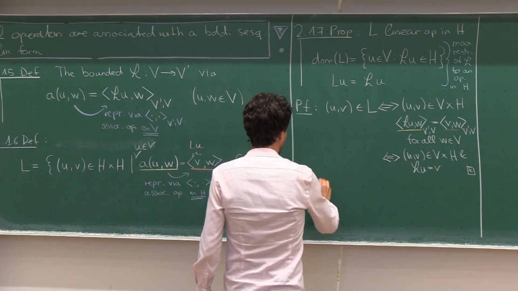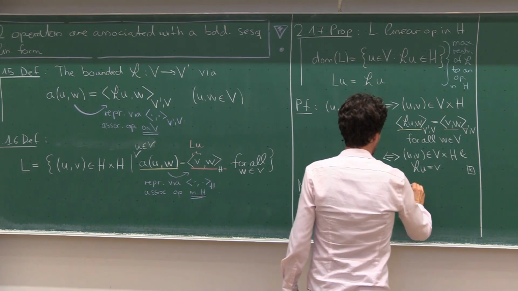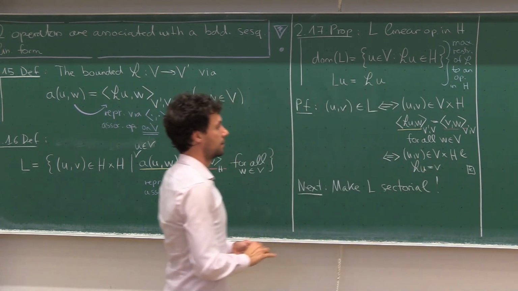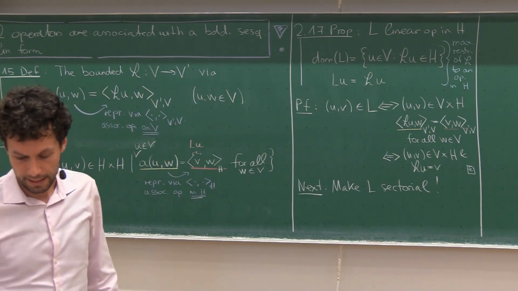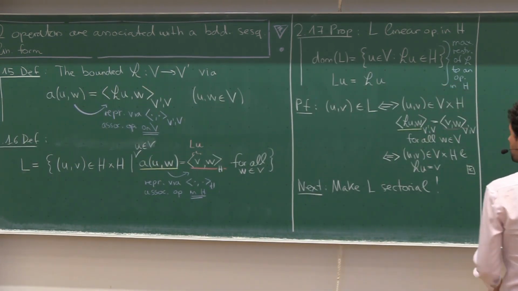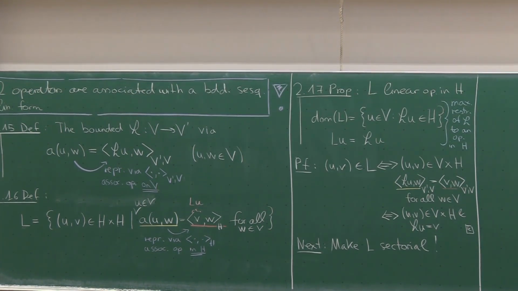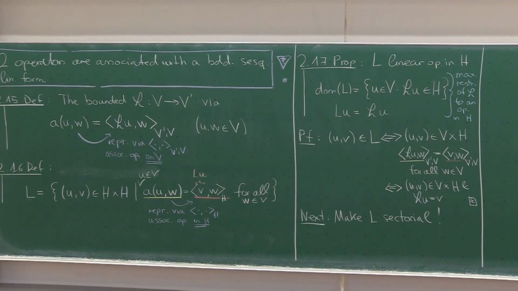Okay, so next, I want to make L sectorial. That's my goal. And in order to do that, what do I need for sectoriality? In particular, I need to prove resolvent estimates. So if I want to prove resolvent estimates, I need to know something about lambda plus L, where lambda is some complex number. And if I want to use forms, then I should better make sure that lambda plus L is also associated with a form.